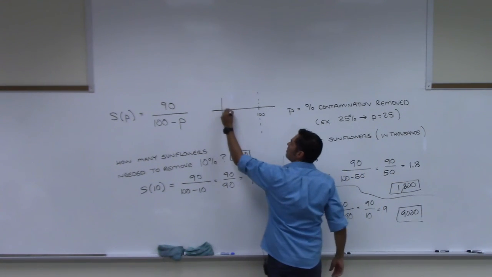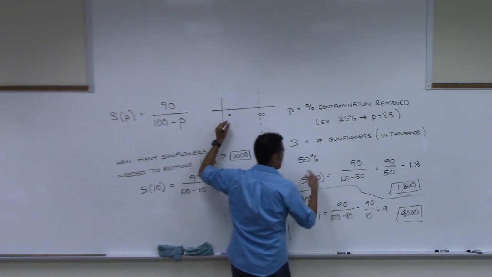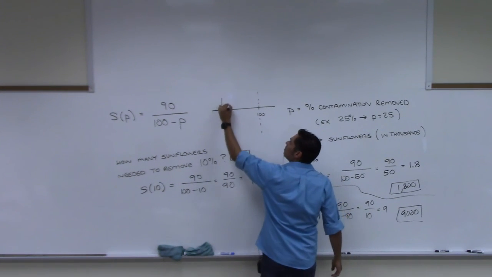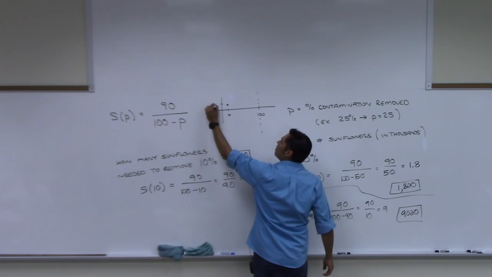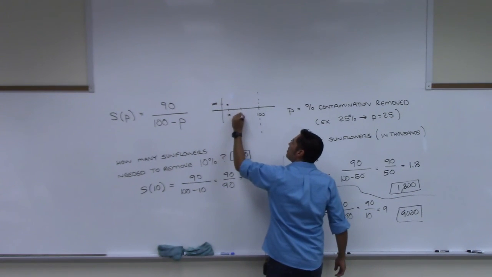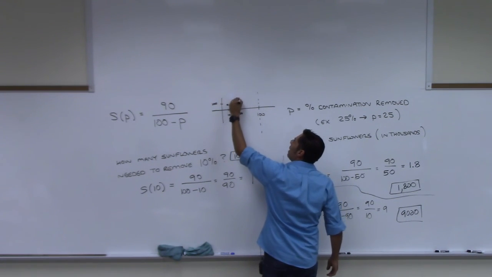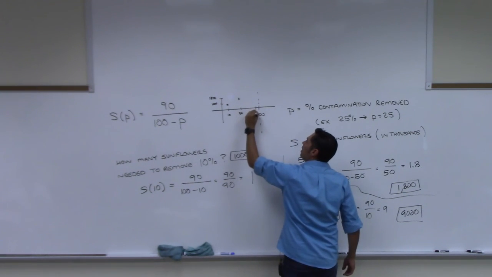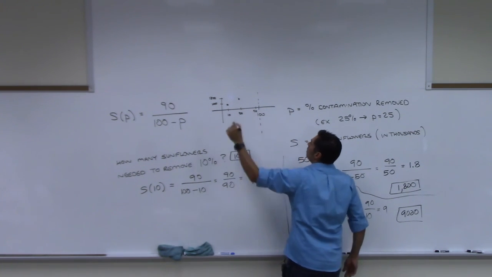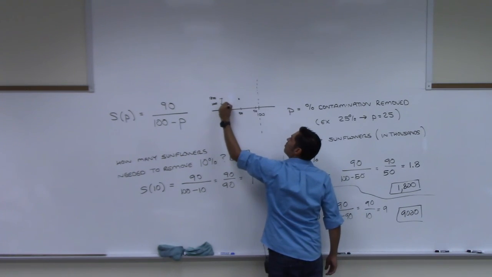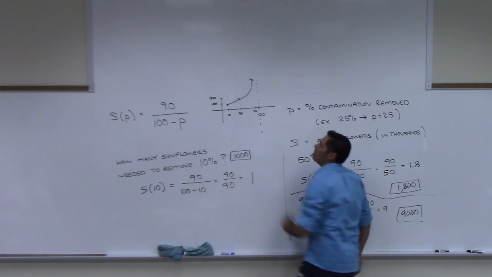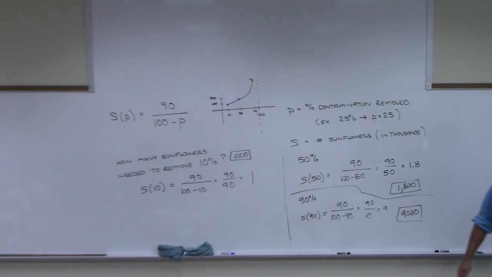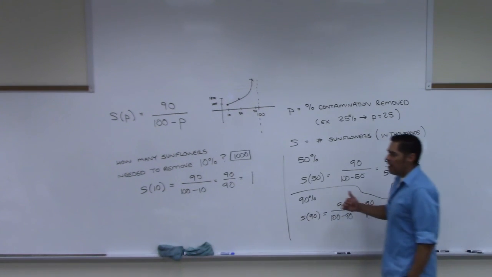So, you know, we said at 10%, we only needed 1,000 sunflowers. Let's say that's 1,000. At 50%, I needed like 1,800, right? But what's happening at 90%? It's shooting straight up, isn't it? This thing's starting to go like this. Do y'all see that? Can we get 100% out?